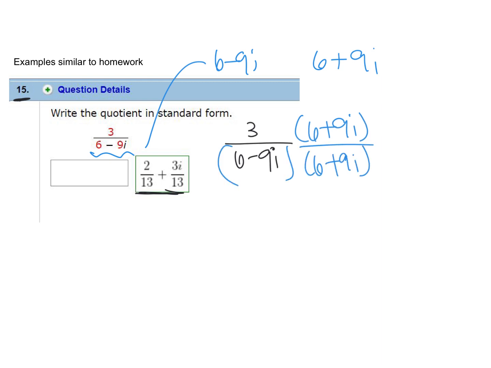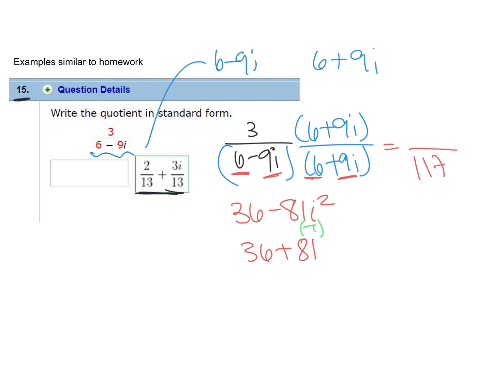Now, on the denominator, I know that the middle terms are going to cancel out. So really, the shortcut is to just multiply the 6 times the 6, and the -9i times the +9i, which would give you -81i squared. And then that i squared becomes a negative, and it's a double negative, so it becomes a positive. That would be the shortcut, but you can work it all out. The middle term should cancel out. So I'm going to add 36 plus 81, and that's going to give me that bottom number, which is 117. All right, so 117 on the bottom.